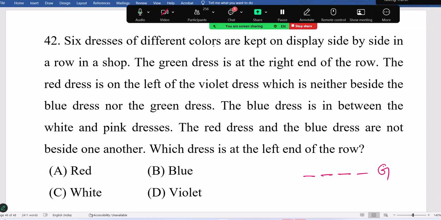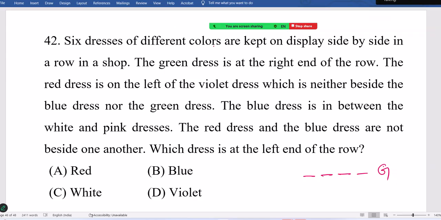The blue dress is between white and pink. The red dress is on the left of violet dress, which is neither beside the blue nor the green. The red is on the left of violet, which means related to violet only. Violet is neither beside blue nor green. Okay. And there is one other data. Blue dress is between white and pink.